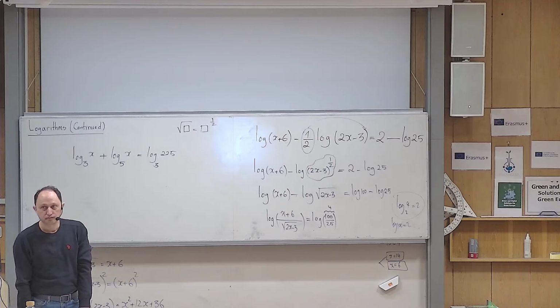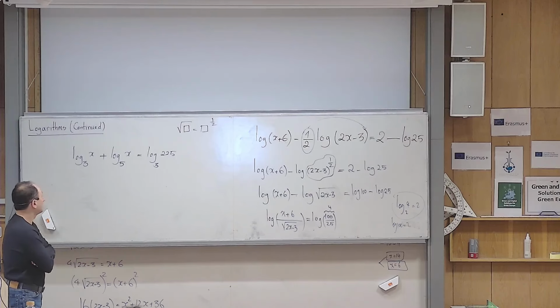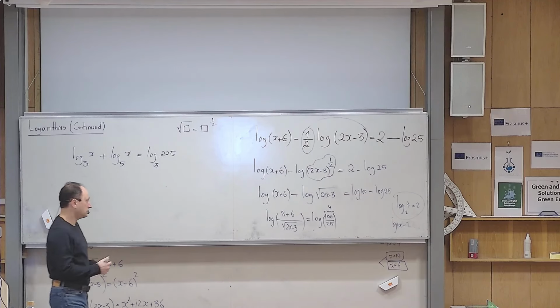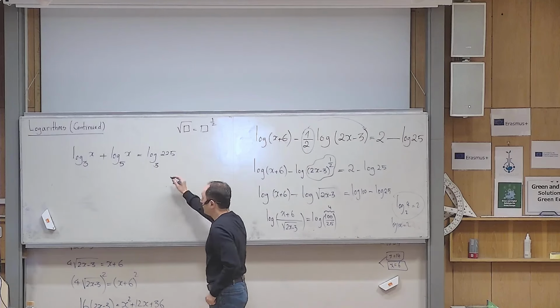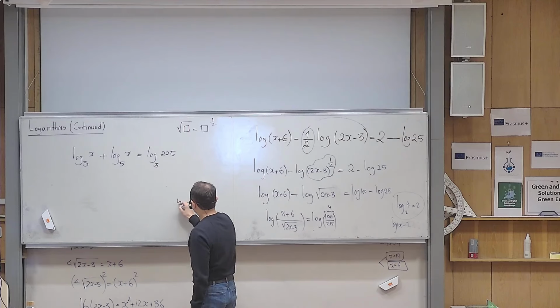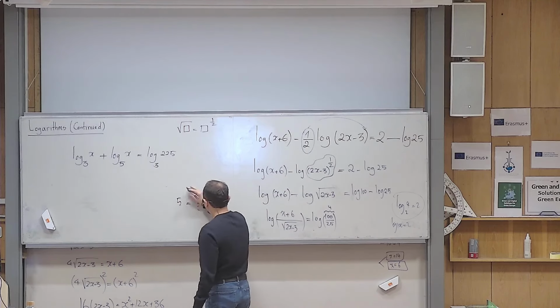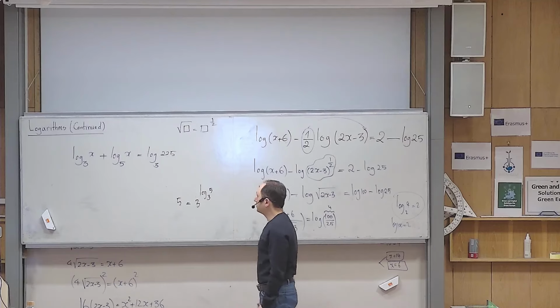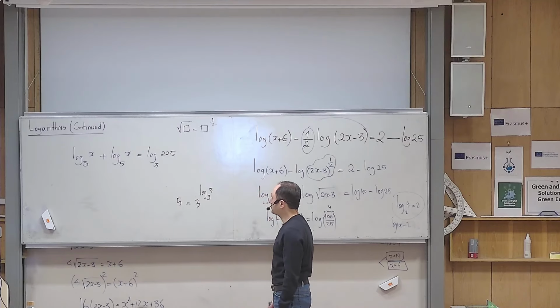So 3 to the power of log base 3 of 5 is 5. So we can write that instead of 5. Okay, so what did you say? Can you repeat it? 5 is equal to 3 to the power of log base 3 of 5. Yes. Okay, we can do that, but is it useful?